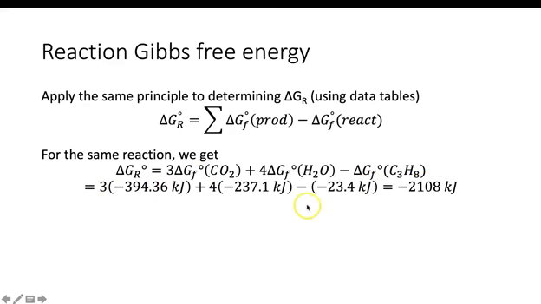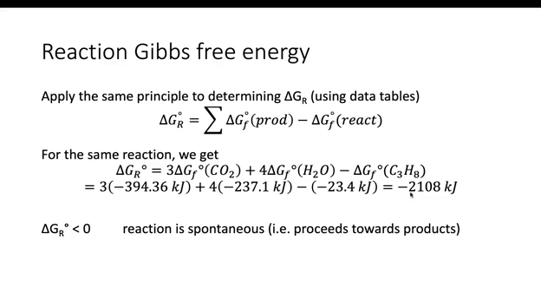So this is minus 394. We found that water was minus 237. And propane is 23.4 kilojoules. And we end up with minus 2108 kilojoules. Okay, so for the enthalpy, remember, we could measure that. We could measure the heat evolved. So we could check, oh yeah, I'm getting minus 2220 kilojoules. But for free energy, we can't. But what does it tell us?